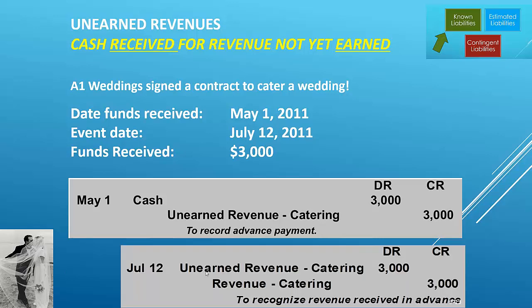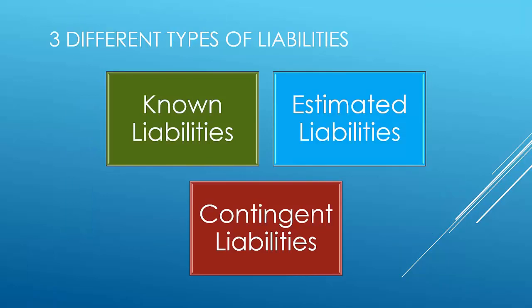So here I've given you the example of on July 12th when the wedding is, and they've actually catered the wedding. Here's the unearned revenue that's being a reversal of this, and then here's my revenue that is going to be credited, which increases my revenue. Okay, so now we're going to move on.